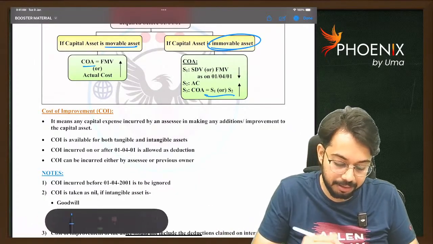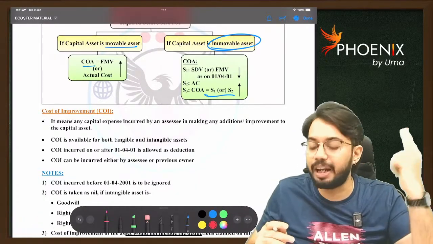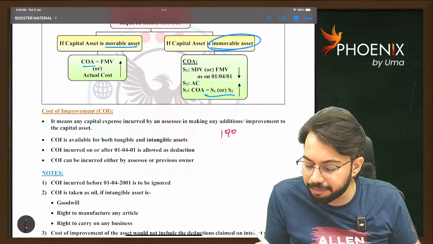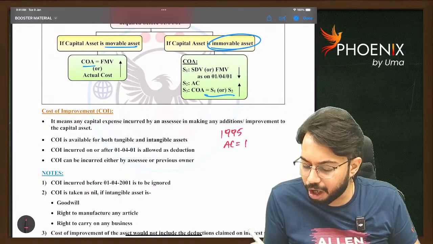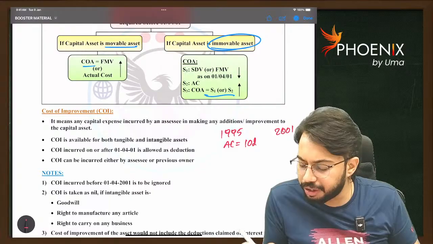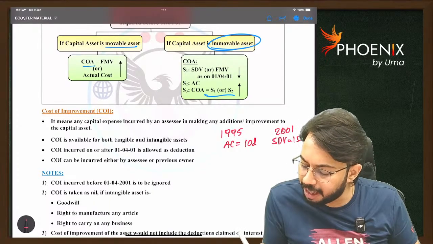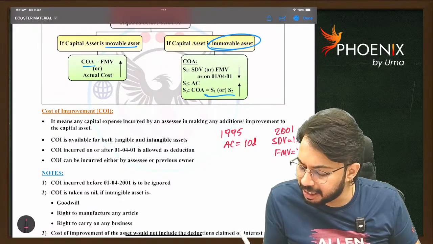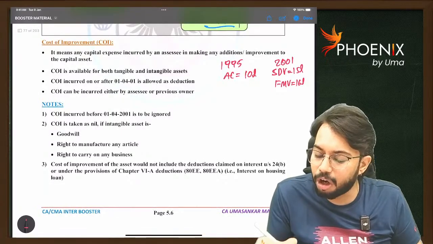What do you mean by this? Let me quickly take one example. In 1995, I purchased one land. Actual cost is 10 lakhs. As on 2001, stamp duty value is 15 lakhs. Fair market value is 16 lakhs. Now, how much is my cost of acquisition?